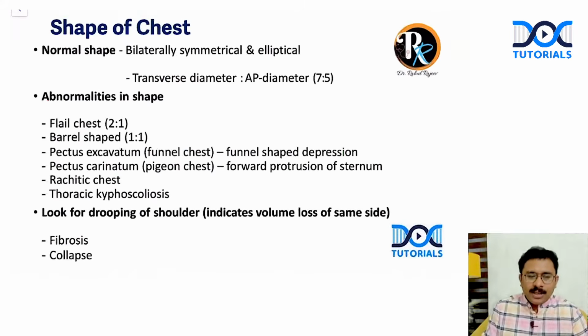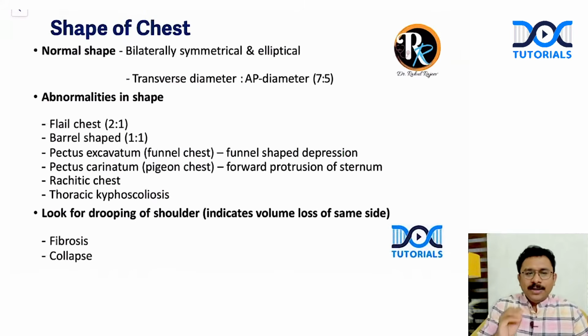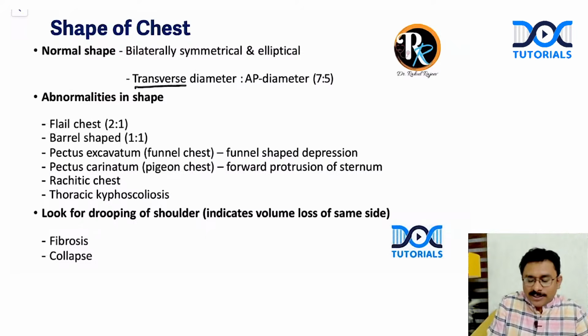Okay, right. Now, shape of chest. What is the examiner going to ask you? Comment on the shape of chest. You might say, sir, it is a normal shape of chest. Now the examiner will ask you, tell me what is a normal shape of chest. You have to say a normal shape of chest is bilaterally symmetrical and elliptical. I repeat, the normal shape of chest is bilaterally symmetrical and elliptical, and in a normal chest, the ratio between the transverse diameter and the AP diameter is around 7:5. That is what you should say.